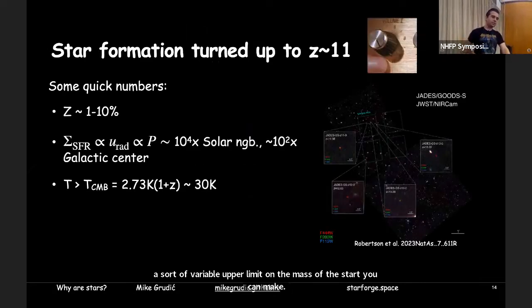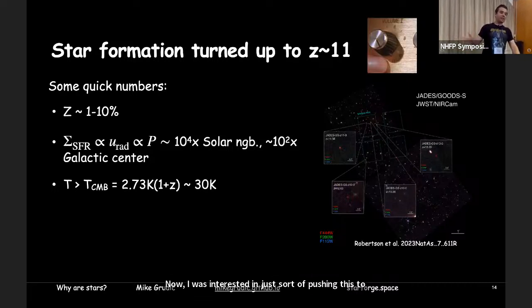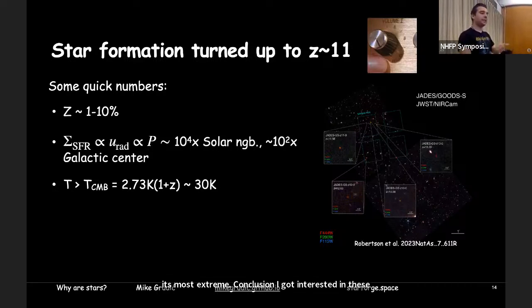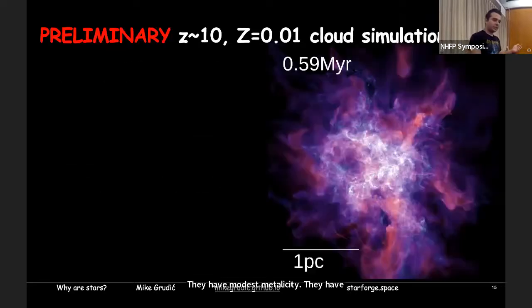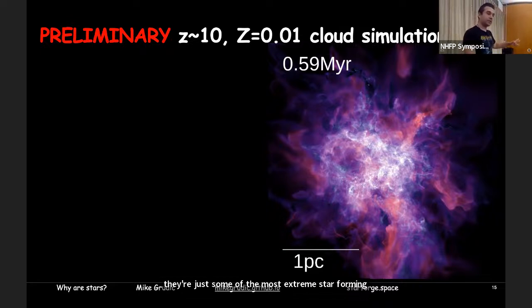Now, I was interested in just sort of pushing this to its most extreme conclusion. I got interested in these sort of crazy looking, actively star forming high redshift galaxies that people were finding. So these things have star formation intensities and radiation fields about 10,000 times what is found in the solar neighborhood. They have modest metallicity. They have a warmer CMB, and they're just some of the most extreme star forming conditions we've ever seen, I think. So this is a cloud simulated at 1% solar metallicity in a radiation field that's sort of appropriate for redshift of 10.